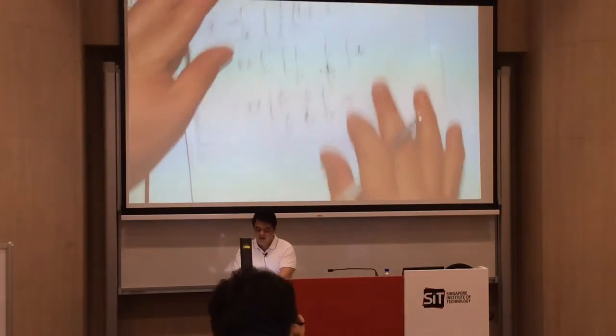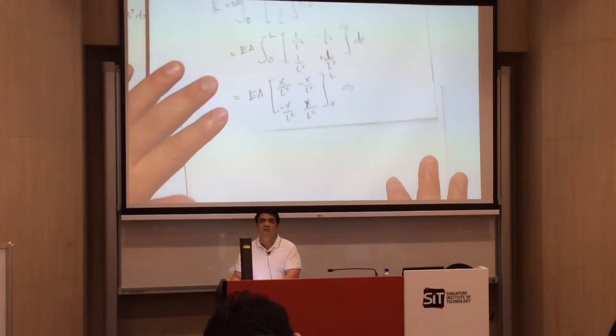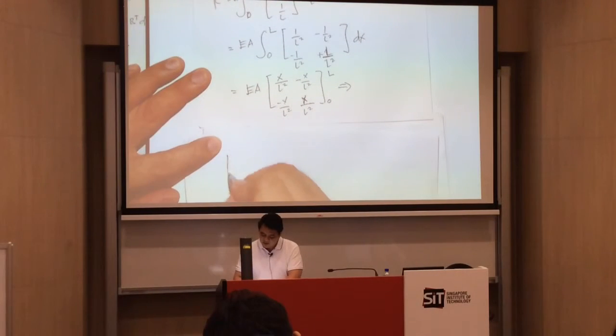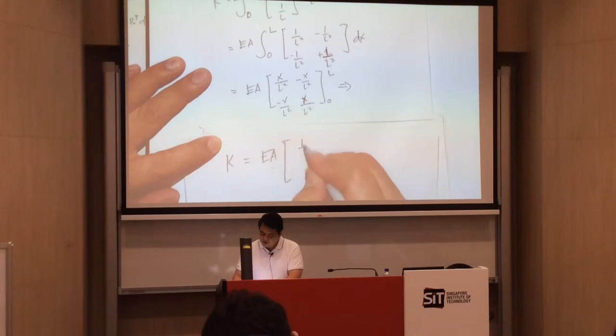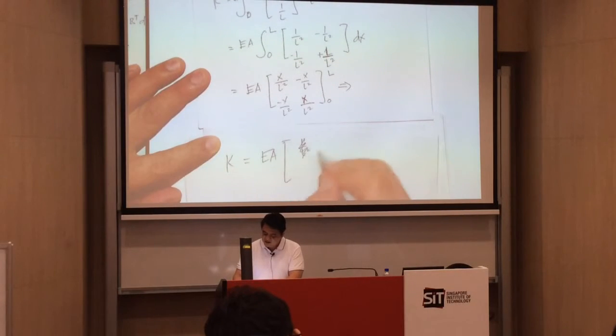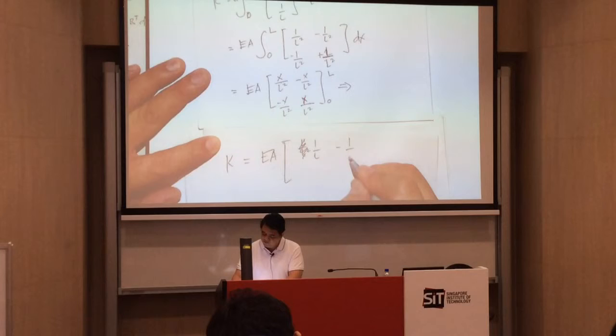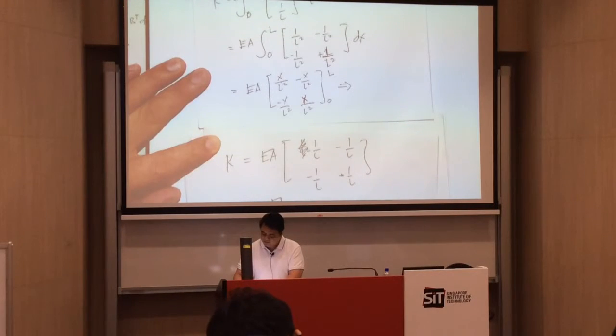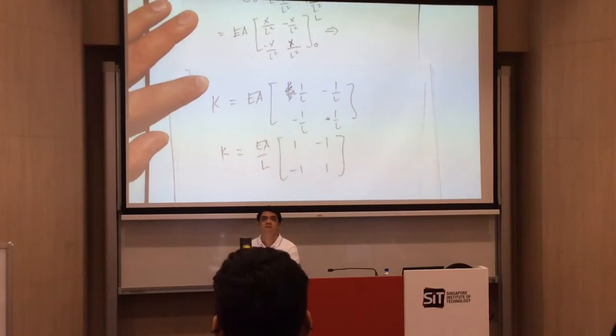Just right. So we have now your K equal to EA over L squared, times L, which is simply 1 all over L, minus 1 all over L.